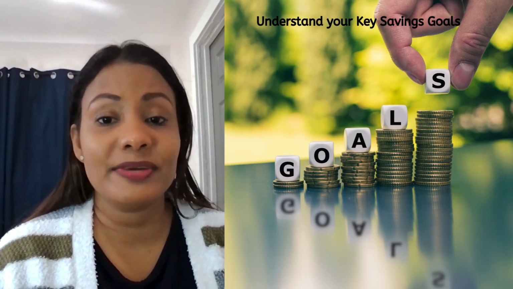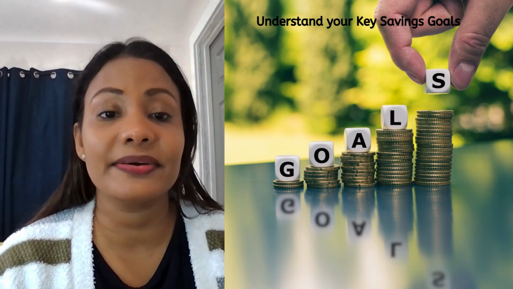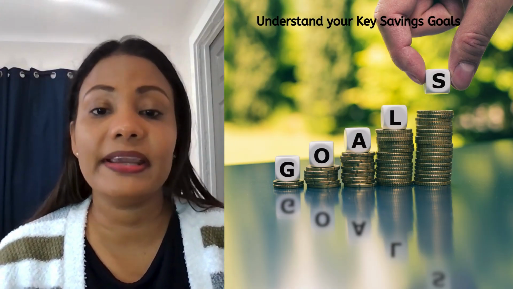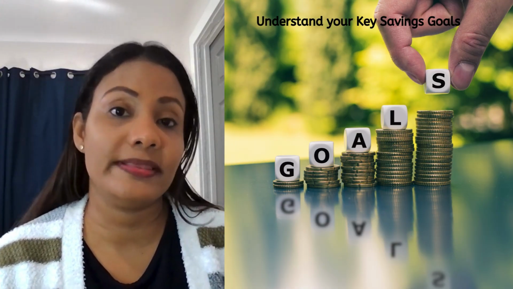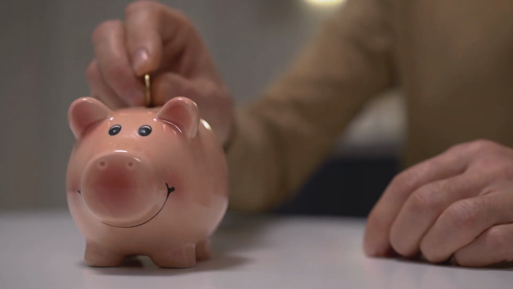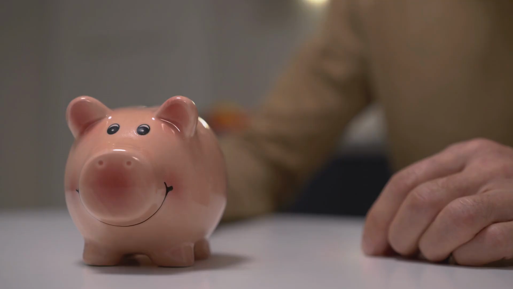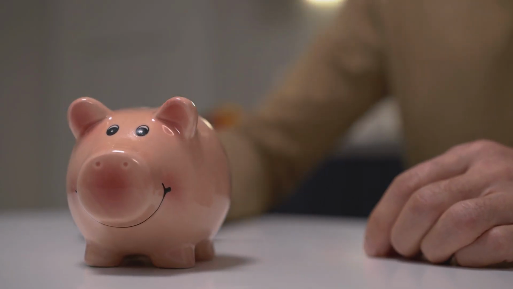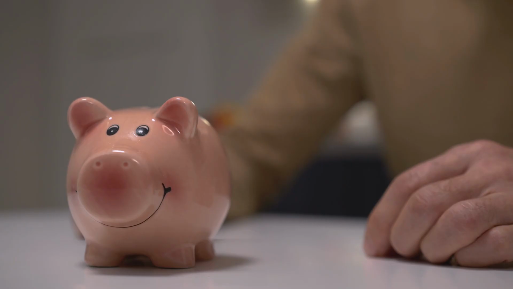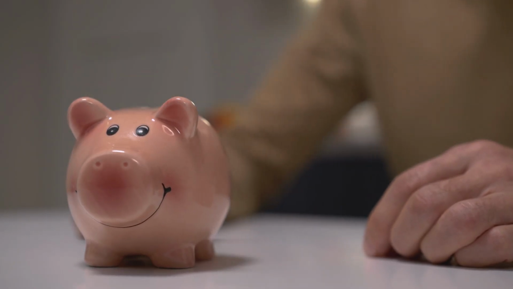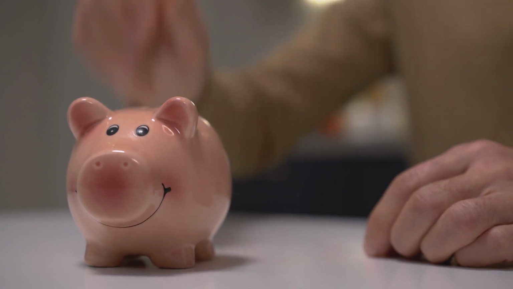Step one in dividing your money for savings is identifying your key savings goals. Everyone's goal will look different, but here are some of the most common ones you should be thinking about. One, an emergency fund. This is your financial safety net. It's crucial to set aside enough money to cover unexpected expenses like car repairs, medical bills, or losing your job. Ideally, this should be enough to cover 3 to 6 months of living expenses.